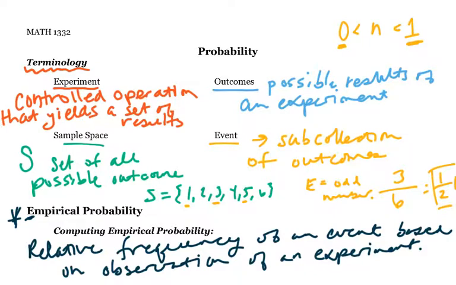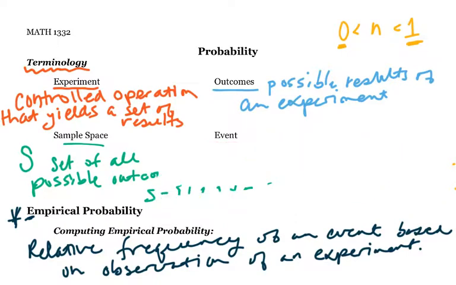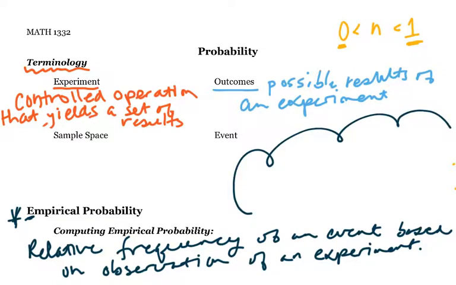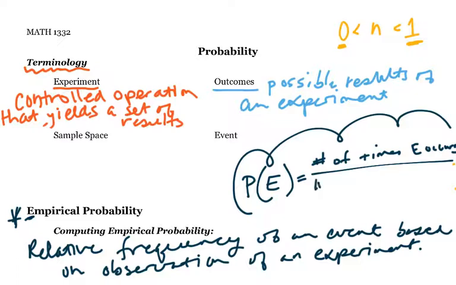I'm going to erase some of the definitions above. Hopefully you've gotten that. You can always come back, right? But I want to do that so we can write down how we compute empirical or experimental probability. So I'm going to put that in a little cloud right here. And we would say that the probability of an event E happening is equal to the number of times E occurs over the number of times you performed the experiment.